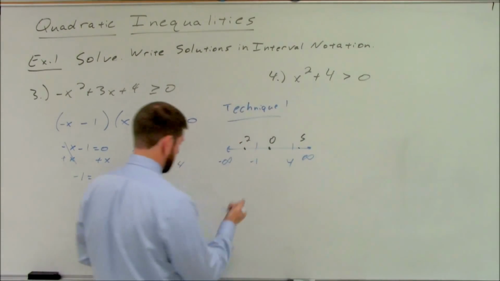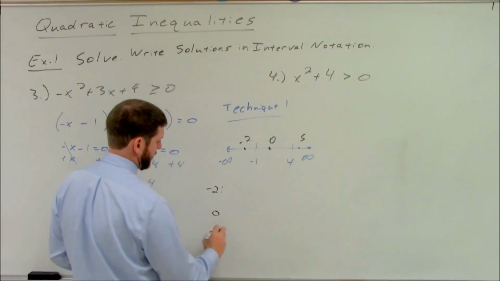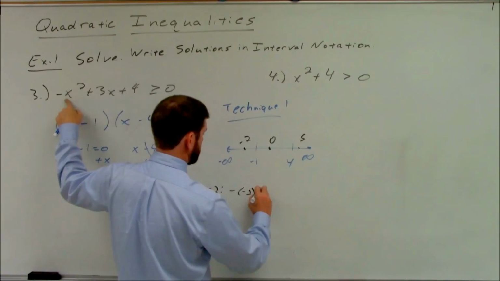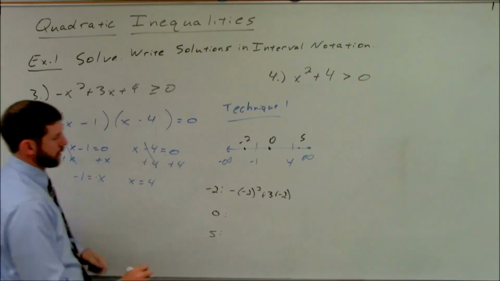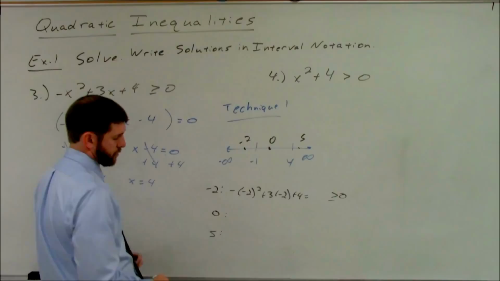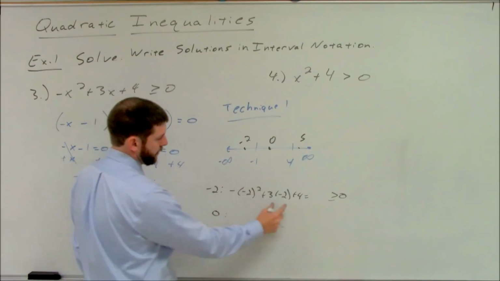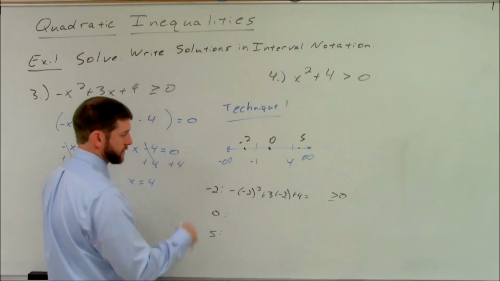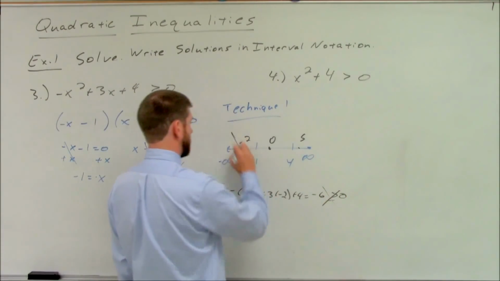Okay, so we just try them out. So I'm going to try the -2, the 0, the 5. Take your inequality in standard form. So -2 squared plus 3 times -2 plus 4. And that should come out to be a number greater than or equal to 0. -2 squared is 4. Negate that, so -4. Remember, exponents before multiplication. So -4, -10, and then -4 and -6 makes -10, plus 4 takes us back to -6. Is -6 greater than or equal to 0? No. So that interval doesn't work.